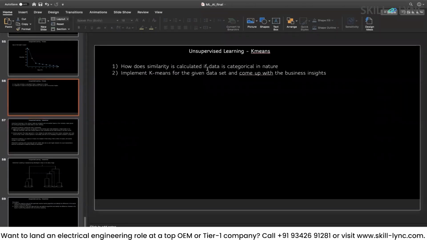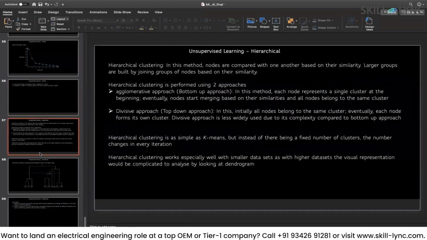I hope you guys have already got the solution for the first question: how is similarity calculated if the data is categorical in nature? It is something similar to the way we looked at it in KNN. You can check that. Okay, so let's start with unsupervised learning, which we already started in the earlier session.